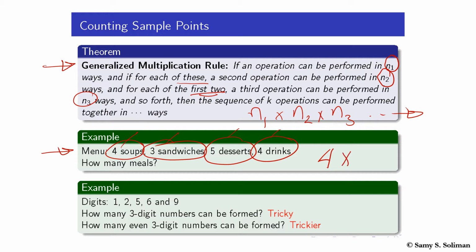So that's times 3. And then for each of the selected soups and the selected sandwiches, we have 5 ways to choose one of the desserts, and finally 4 ways to choose one of the drinks. So whatever number we get there, this is the number of meals that can be formed from this set menu.